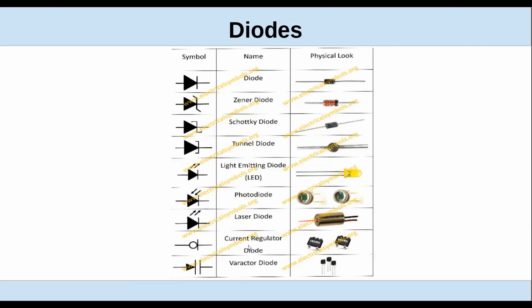There's a current regulator diode, which I don't have a clue what that is. Maybe Byron does. I've never seen it before. No, I've never seen the symbol before.